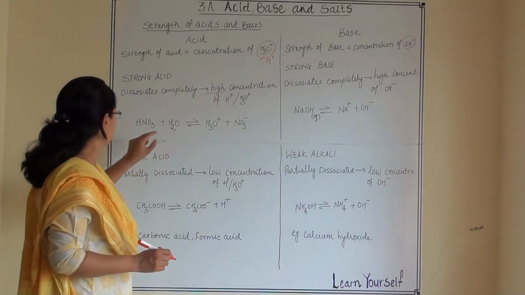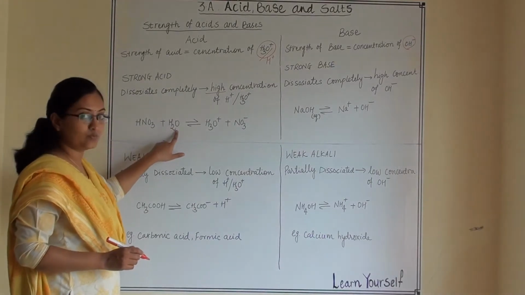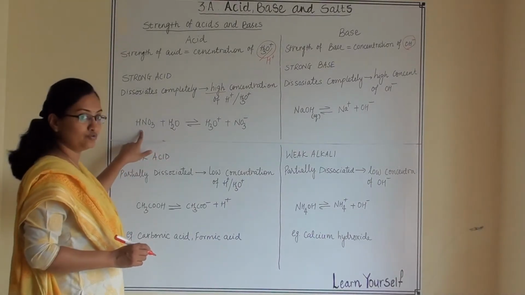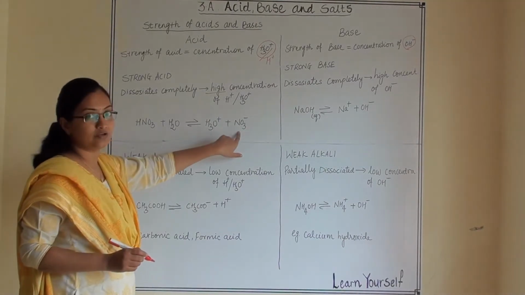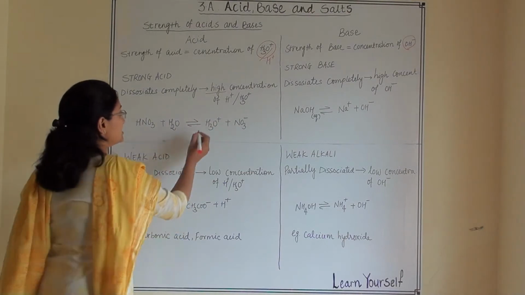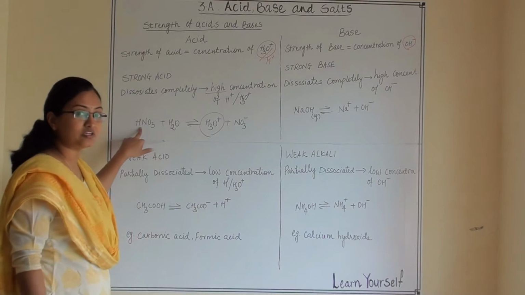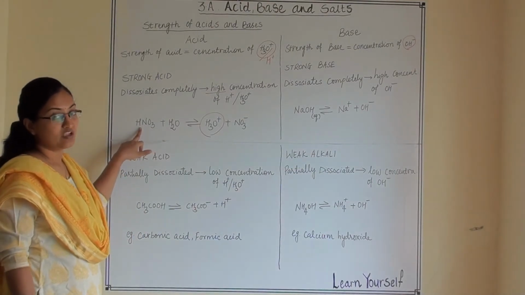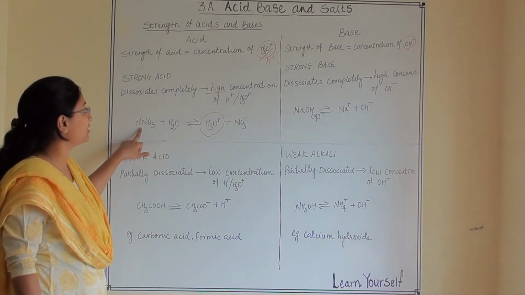Both are the same. So when you mix HNO3, nitric acid, with water, or HNO3 is in an aqueous phase, it gives you H3O plus and NO3 minus. This is a high concentration of H3O plus. That's why nitric acid is a strong acid. Other examples of strong acids are sulfuric acid and hydrochloric acid.